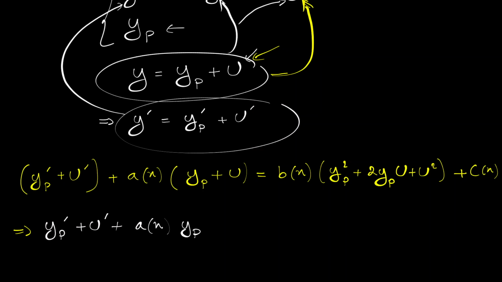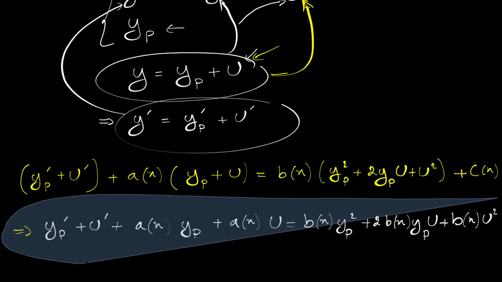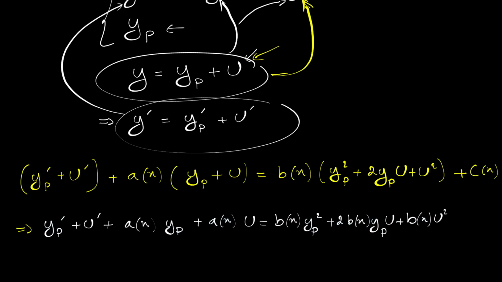a of x times yp plus a of x times u equals b of x yp squared plus 2b of x yp u plus b of x u squared. I need more space. Okay, plus c. Now let's identify the yp terms.